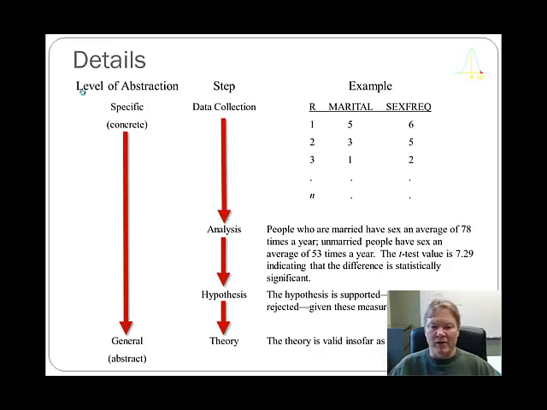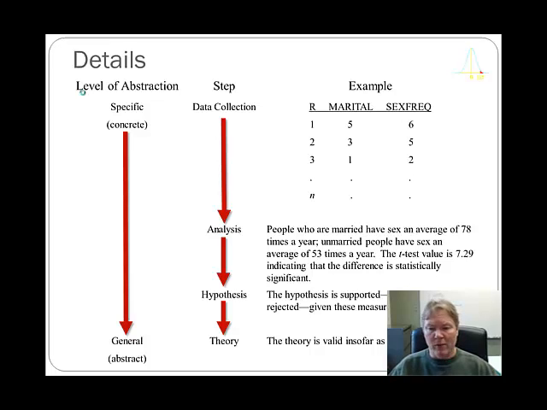Now we move to our analysis section, and again, that's the kind of stuff we're going to learn in this particular statistics course. We discover that people who are married have sex an average of 78 times a year, while unmarried people have sex on average 53 times a year. So we observe that there is a difference, and it's in the direction that we predicted. That is, people with proximity or access, more social intimacy, tend to have sex more frequently than people who are not married.